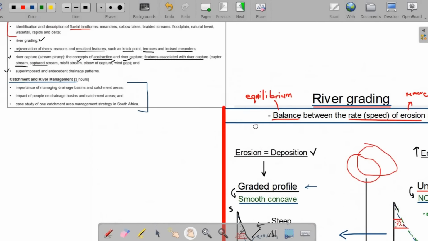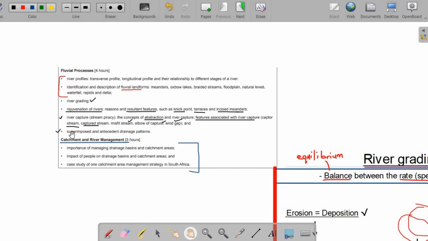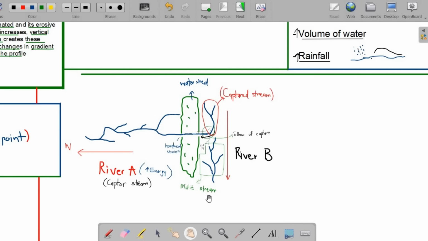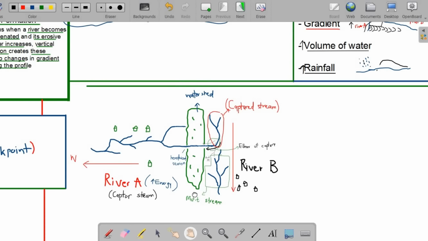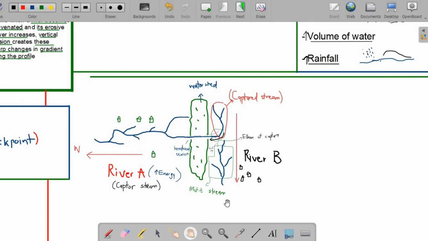So if we go again to our caps, we looked at capture stream, captured stream, misfit stream, elbow of capture, and wind gap. So we are going to discuss the implications. What does it mean for the people that are living in these areas? What does it mean for the people who are living along or in this drainage basin, which is River A? Compare those people to those who are living along the misfit stream. So we have to talk about that. What does it mean for these communities?